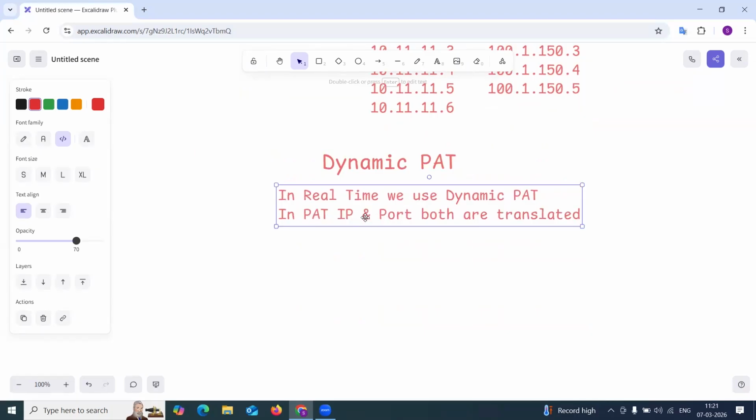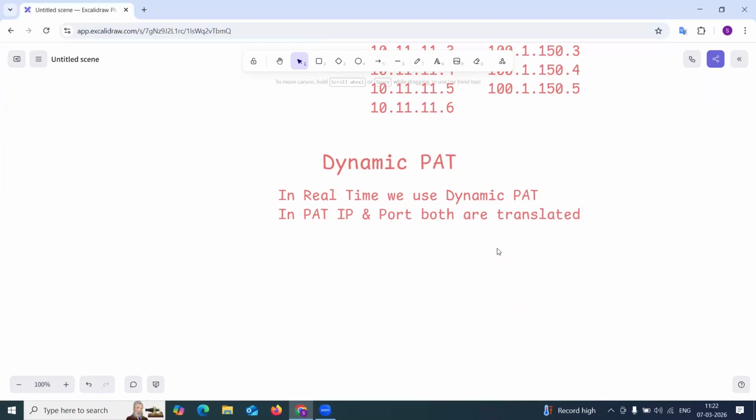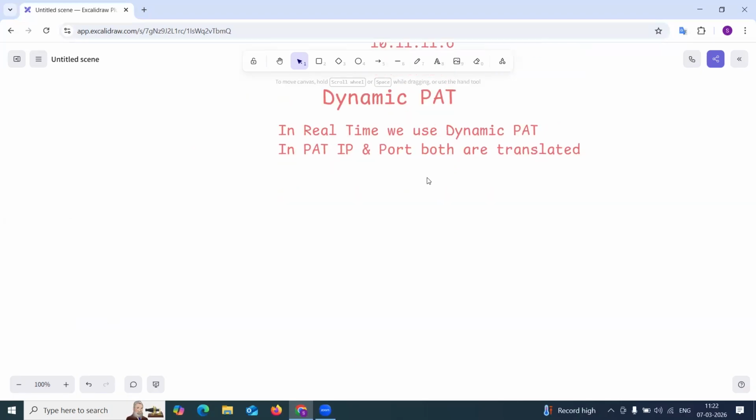In PAT, IP and port both are translated. Now you have to understand, in a dynamic PAT, what happens? In a dynamic PAT, basically port gets translated. Now you all have to understand about the port number, from where the port concept came.